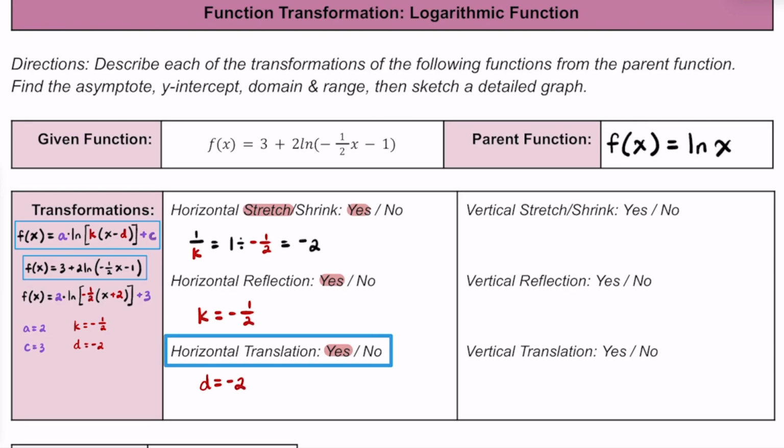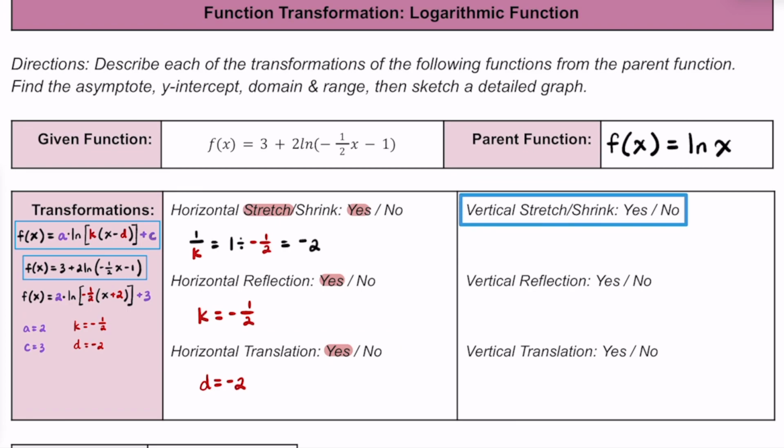So because we have this d equals -2, we know that this function is going to be moved 2 units to the left compared to the parent function. Looking at the vertical stretch or shrink, in this particular case, we're going to have a stretch. We're going to say yes to this over here, and that's because of the value of a. Since a is equal to 2, that means we're going to be stretching because it's greater than 1. If it happened to be between 0 and 1, then we would have a shrink instead.